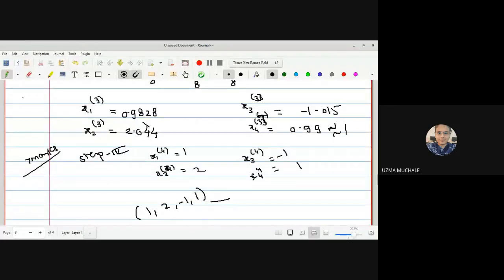If you want to cross check, you have to put the values back into any one of the equations you have. Putting in the first equation, I get 10 minus 2 minus 2, so 10 minus 4, it is 6. So whatever answer we got, it is correct.